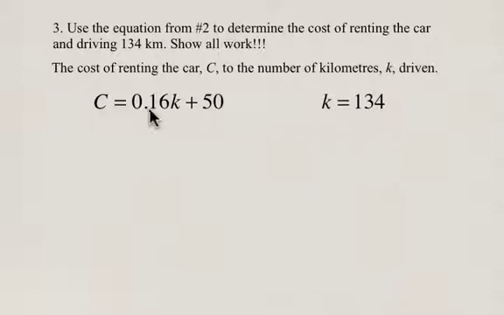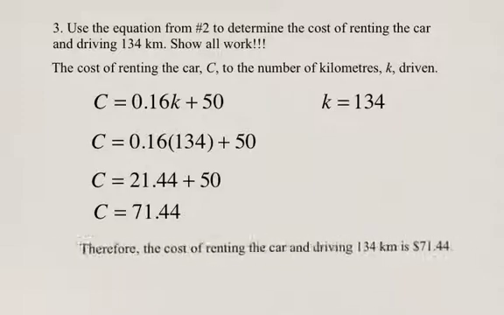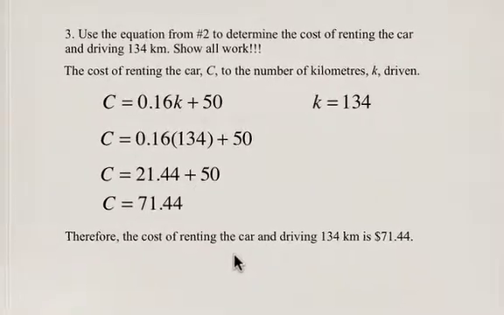And what we do now is we sub in the value we're given into the equation and solve. So we get 0.16, and remember, sub it in brackets, so times 134 plus 50. 0.16 times 134 is 21.44, plus 50 is 71.44, and we've got to bring some meaning to this. This means the cost for renting the car and driving 134 kilometers is $71.44.